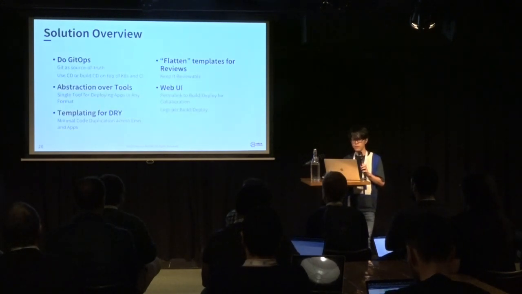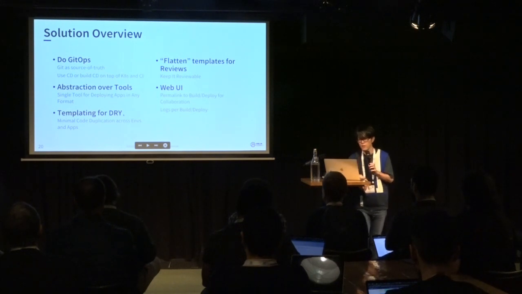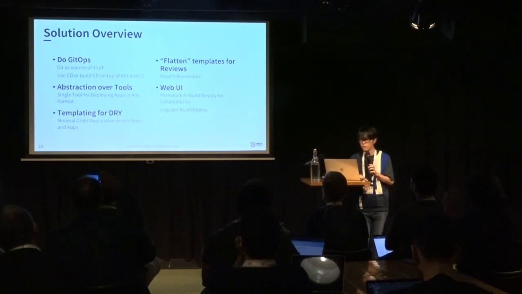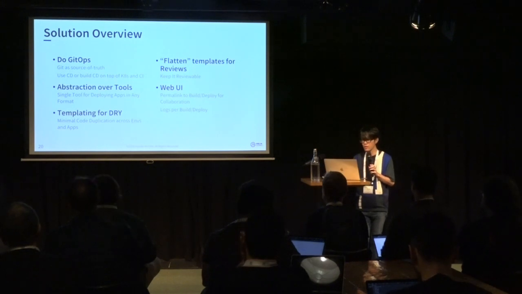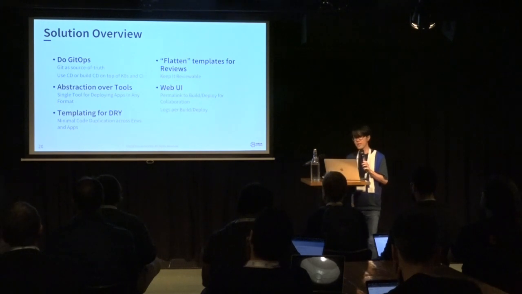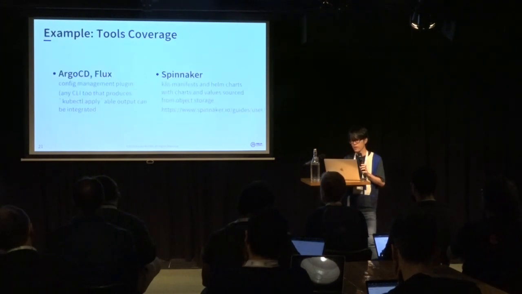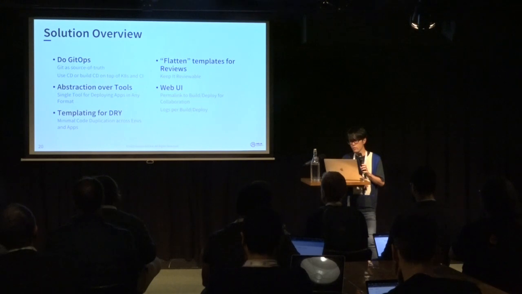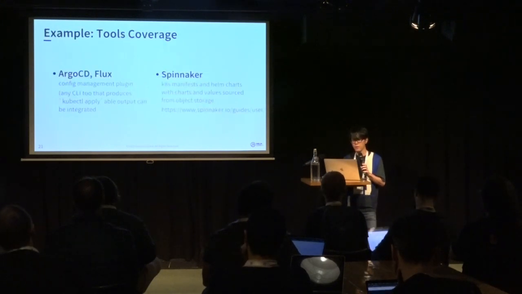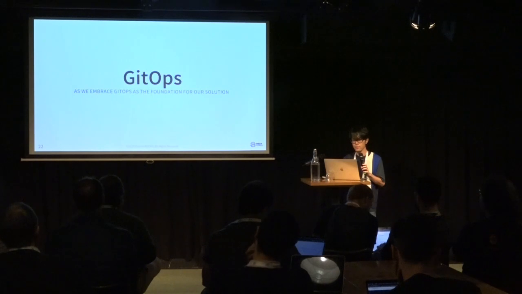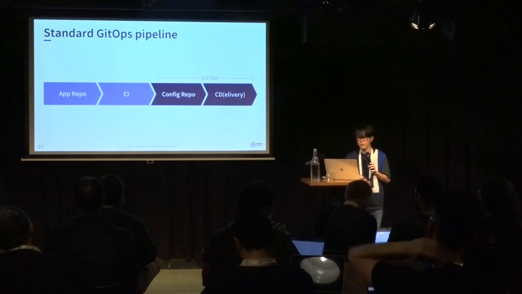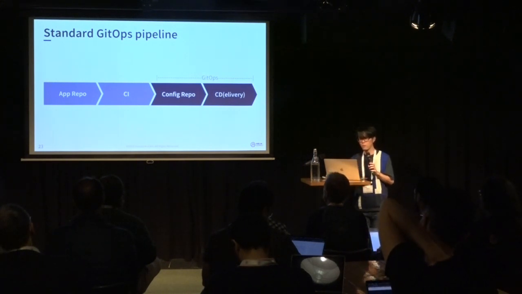Okay, so the solution I'll be presenting here is: do GitOps and use a single tool for deployment, and do templating for DRY, but flatten templates for reviews. And do prepare your web UI for permalinks to builds and deploys, and do enable browsing logs per build or deploy. Okay, so I'll be explaining GitOps. The simple GitOps pipeline looks like this.